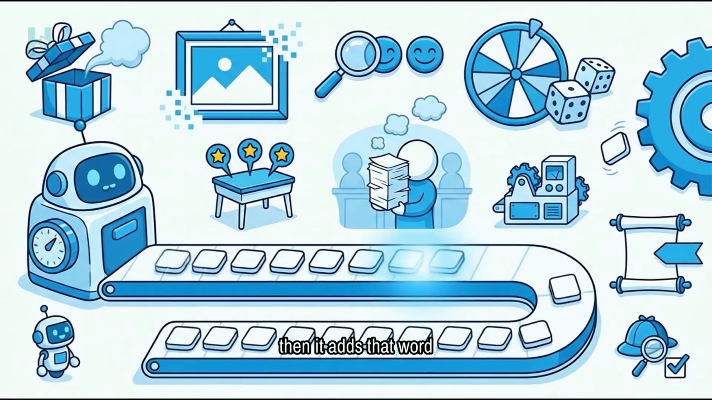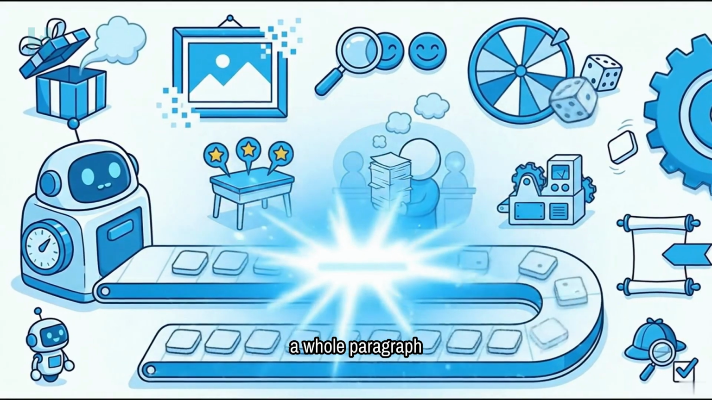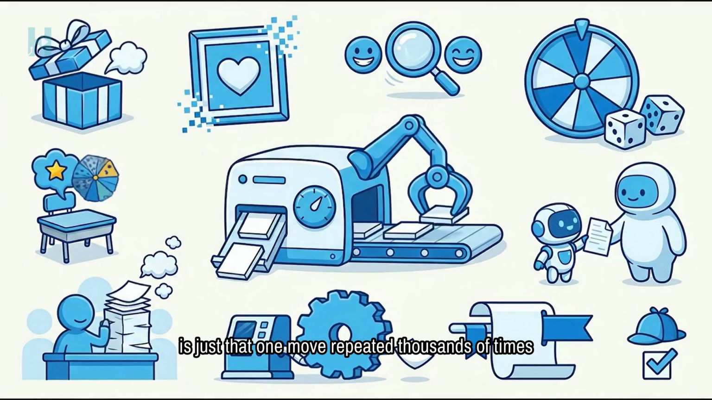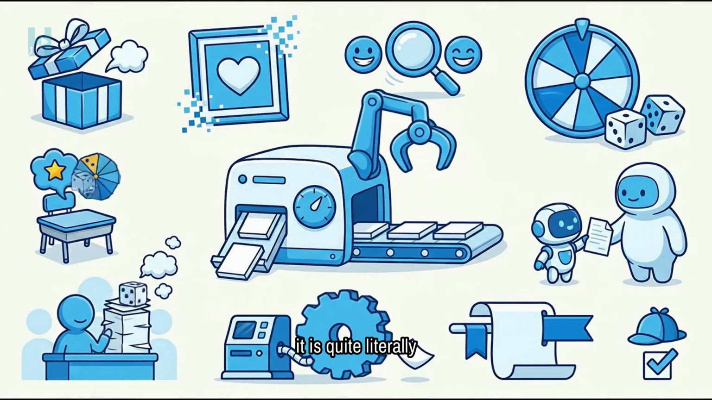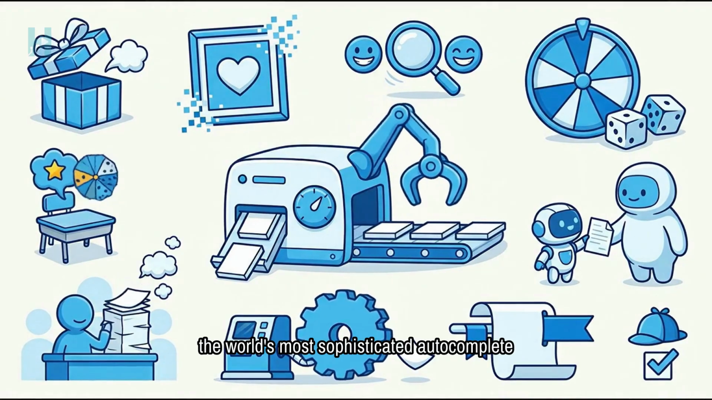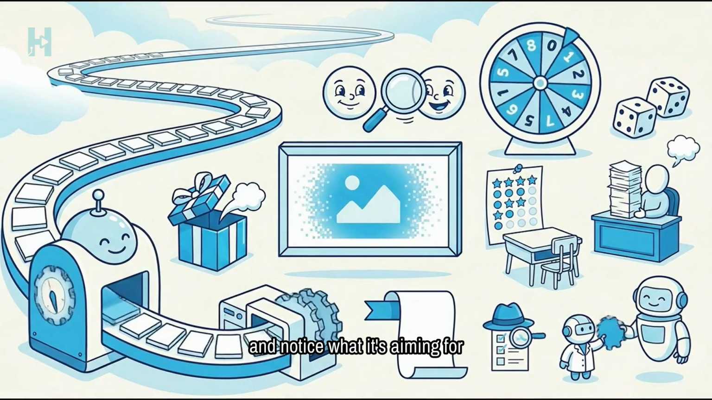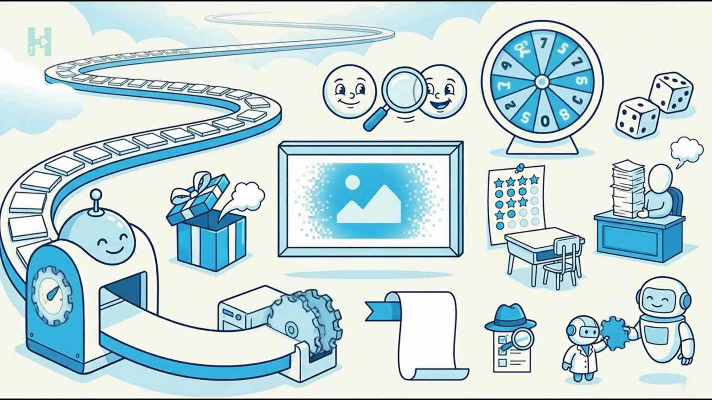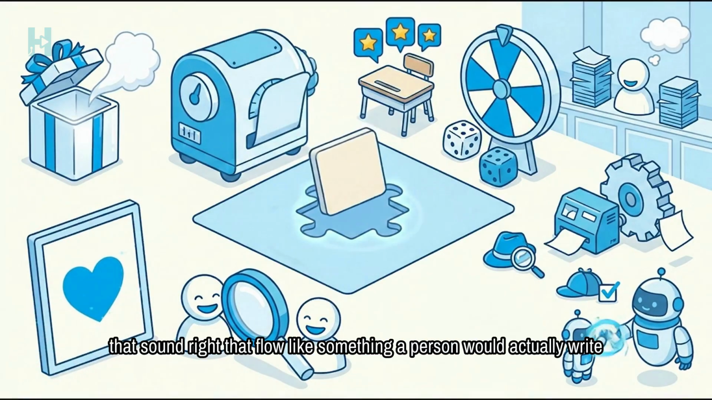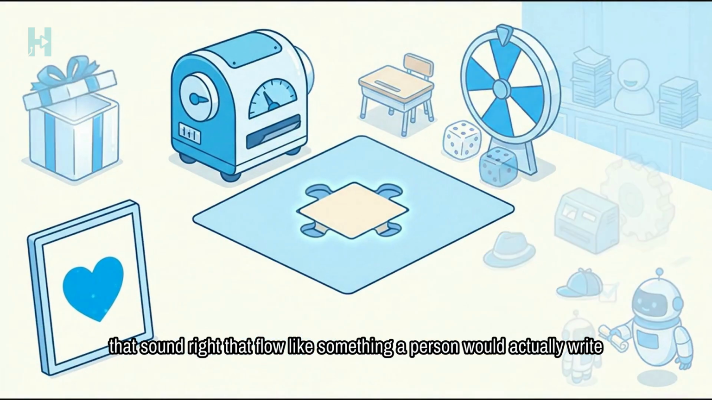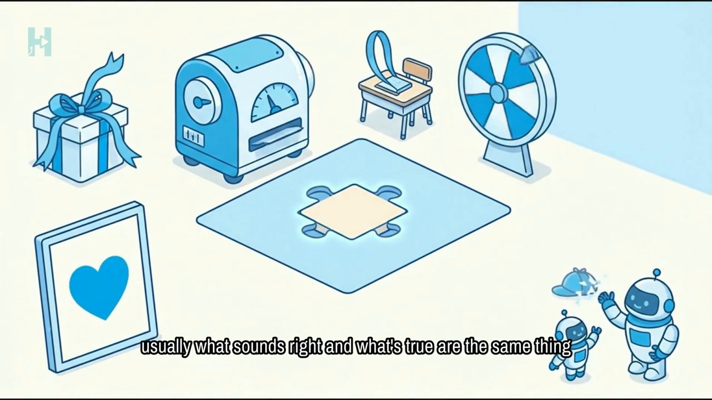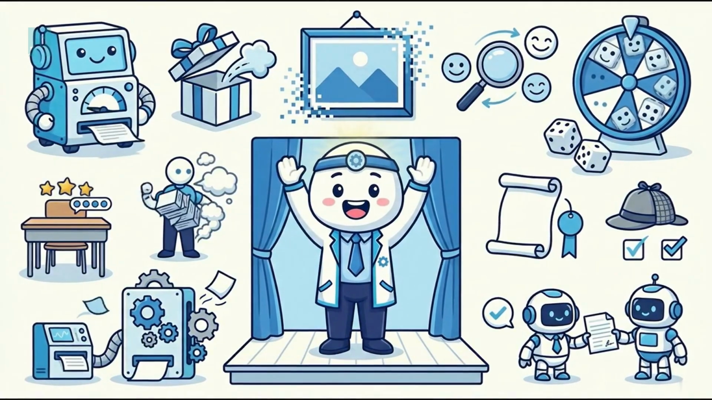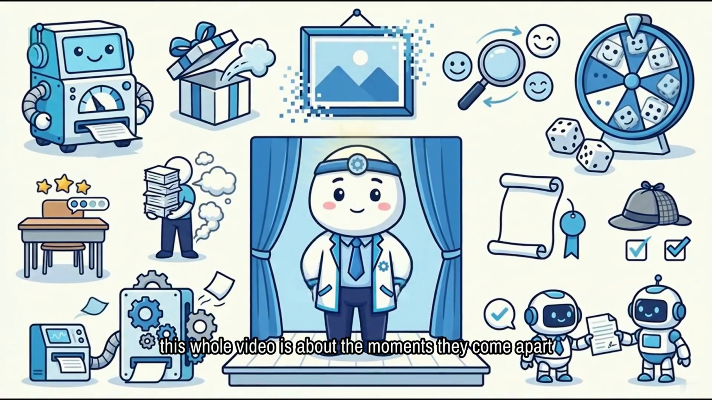Then it adds that word and asks again. A whole paragraph, this entire answer, is just that one move repeated thousands of times. It is quite literally the world's most sophisticated autocomplete. And notice what it's aiming for. It is not trying to be true. It's trying to be plausible, to produce words that fit, that sound right, that flow like something a person would actually write. Usually what sounds right and what's true are the same thing, which is why it's correct so often. This whole video is about the moments they come apart.